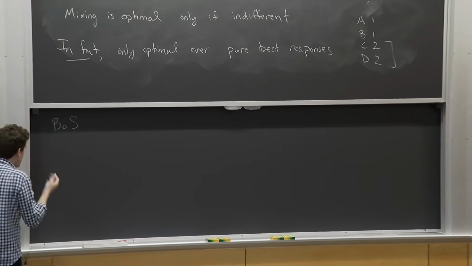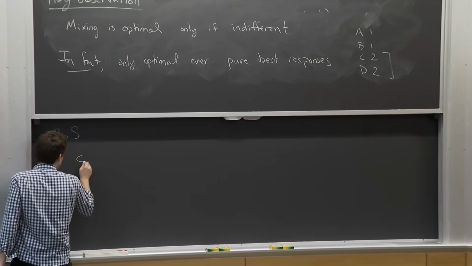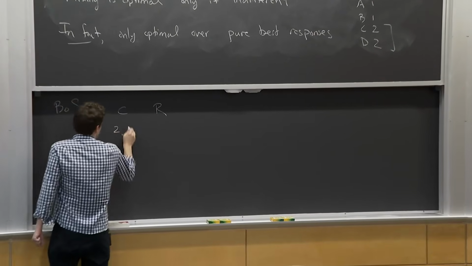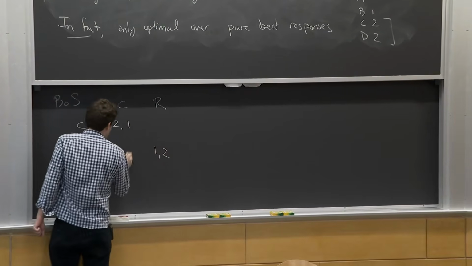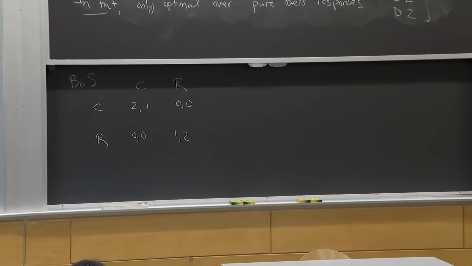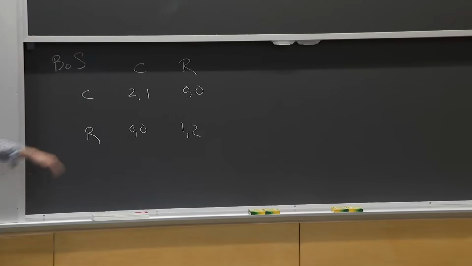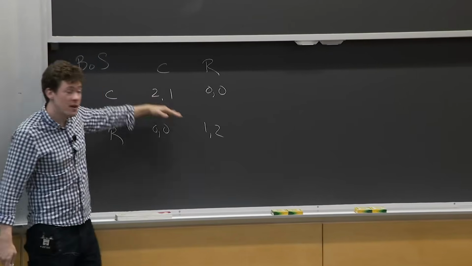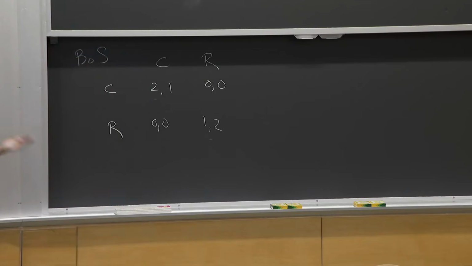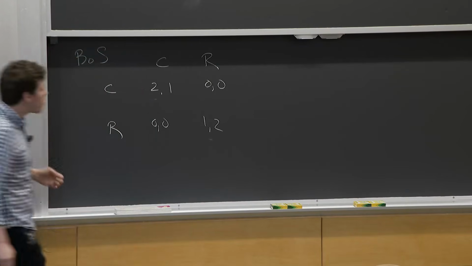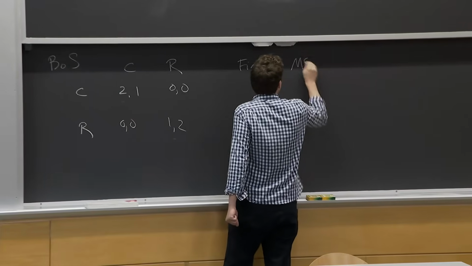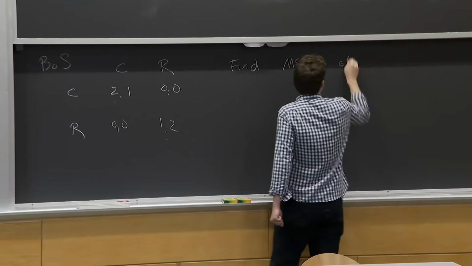This is a bit trickier. And we have Celtics, Red Sox, Celtics, Red Sox, 2-1, 1-2, 0-0, 0-0. So this game, we already found some pure equilibria. We found 2 of them. We said there's one equilibrium where we both play C, and there's one equilibrium where we both play R. But it turns out there's also a mixed strategy equilibrium. So here, what we'd like to do is find a mixed strategy Nash equilibrium of this game.